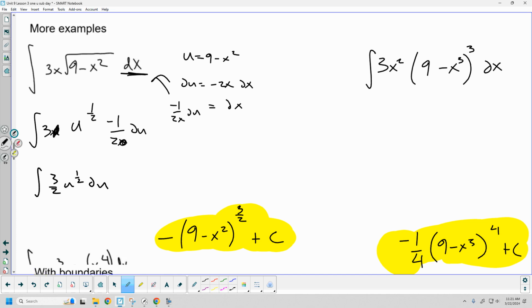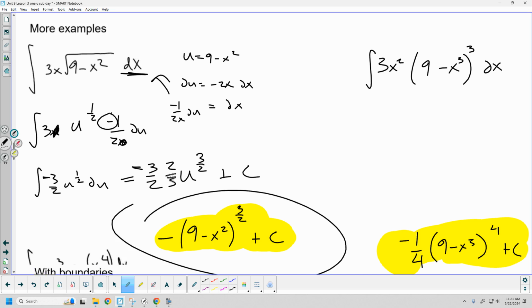When I take the antiderivative, du goes away. The antiderivative of u to the 1/2 is u to the 3/2 times 2/3. That 2/3 and the 3/2 will cancel. I still have a negative, though. Don't forget about that negative, which is why we get this as our answer.